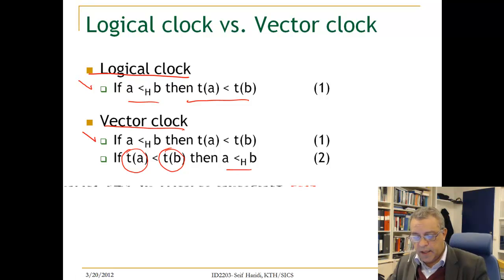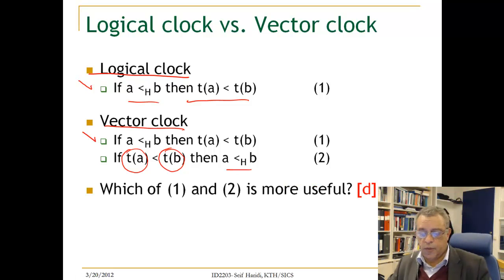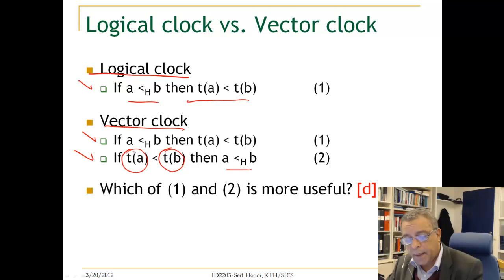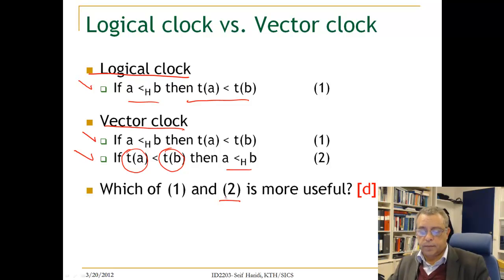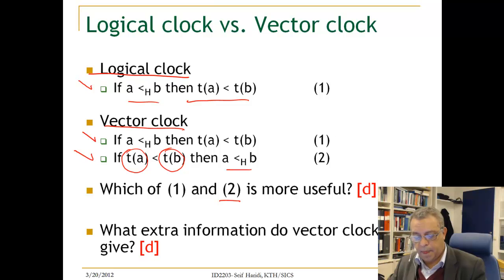Now I will end this by leaving a question to you. Which of these is the more important property? Is it property 1 or property 2? I'll leave it for you to answer. Okay. Here's another question. What extra information do vector clocks give us?